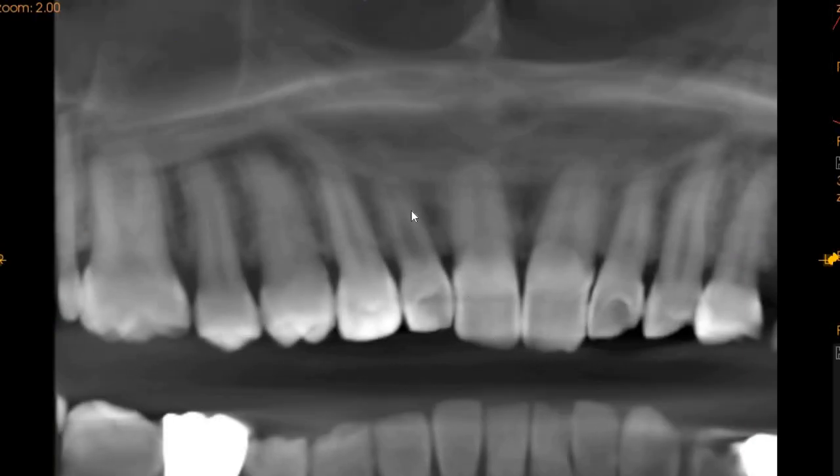Moving to the panoramic view, here we can see that the upper right lateral and the canine appear to be normal. But on the transaxial view, which is the proximal view, we can clearly see that there are signs of internal resorption present in the upper right lateral incisor. It is very clearly visible on this section that the upper right lateral incisor has a significant internal resorption, which is in very close contact to the palatal aspect of the tooth.